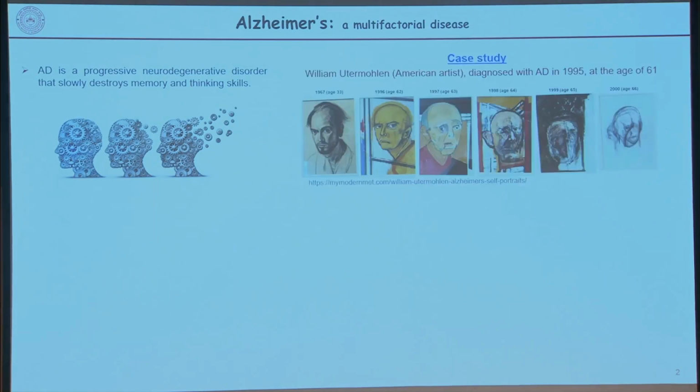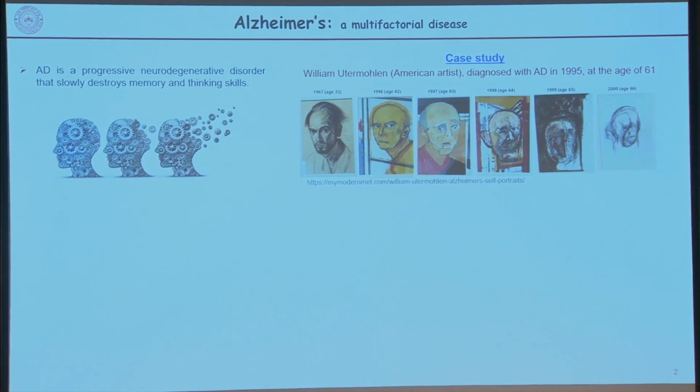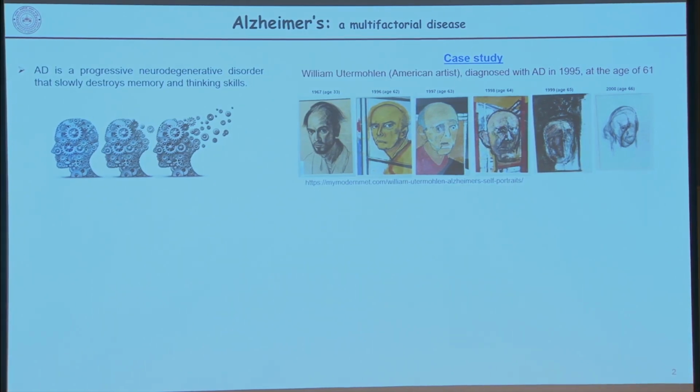I will explain how Alzheimer disease works by taking the famous example of William Utermohlen, who was diagnosed with Alzheimer disease. The first picture he painted before he was diagnosed with Alzheimer disease, and the later pictures he painted after the diagnosis. So you can see that the painter was not able to draw his self portrait. So you can imagine how badly Alzheimer disease affects human thinking ability.